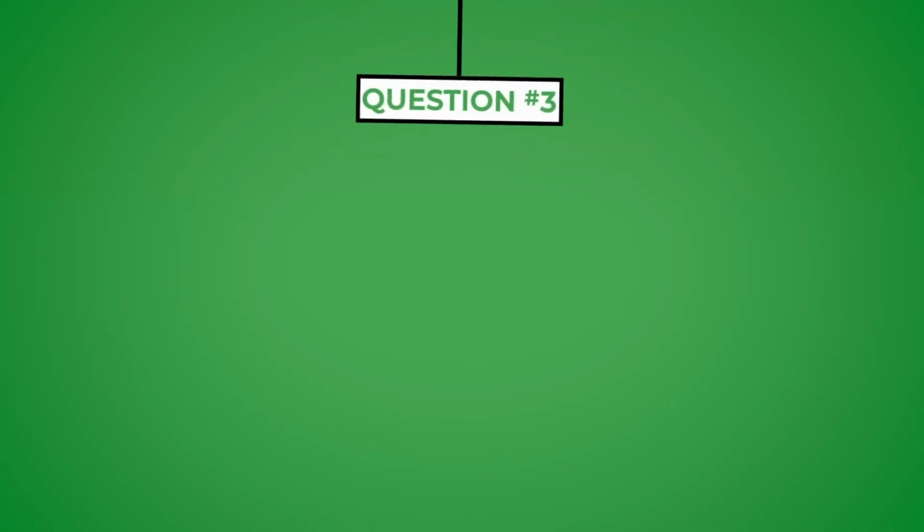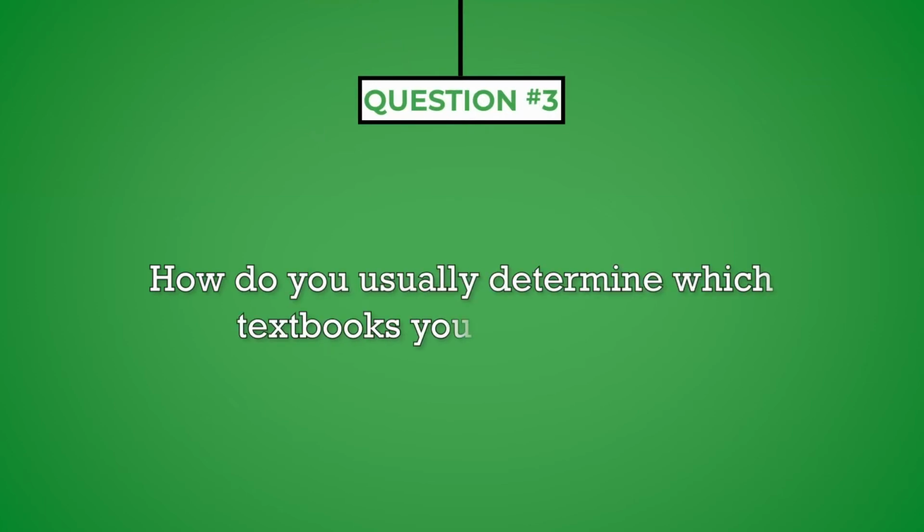Question number 3. How do you usually determine which textbooks you will choose? Lay out your decision-making process for the interviewer and use if-then language if necessary. Make sure to demonstrate that you would be aligned with the school's principles and values.